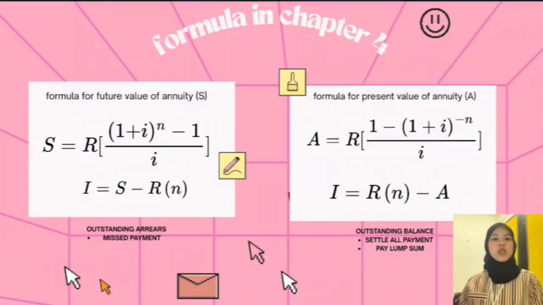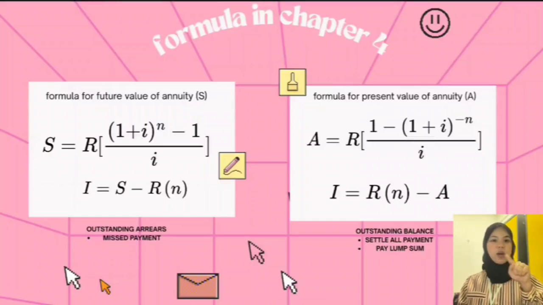So S equals R open bracket (1 plus I) power N minus 1, divided by I, close the bracket. S is the future value, R is the periodic payment, I is K per M, K divided by M. K is the interest rate, M is the frequency of the equation. N is M multiplied by T, frequency multiplied by time in years.